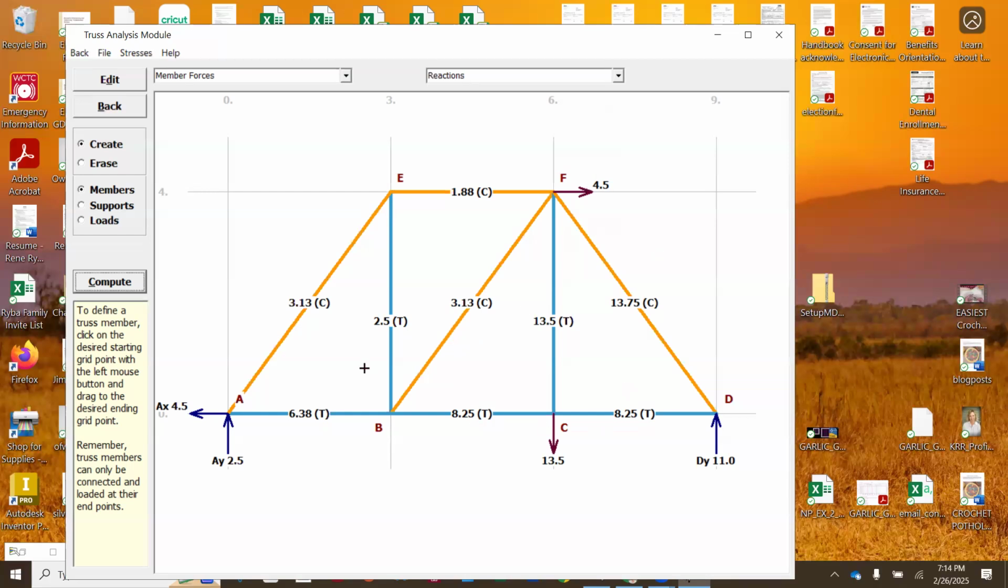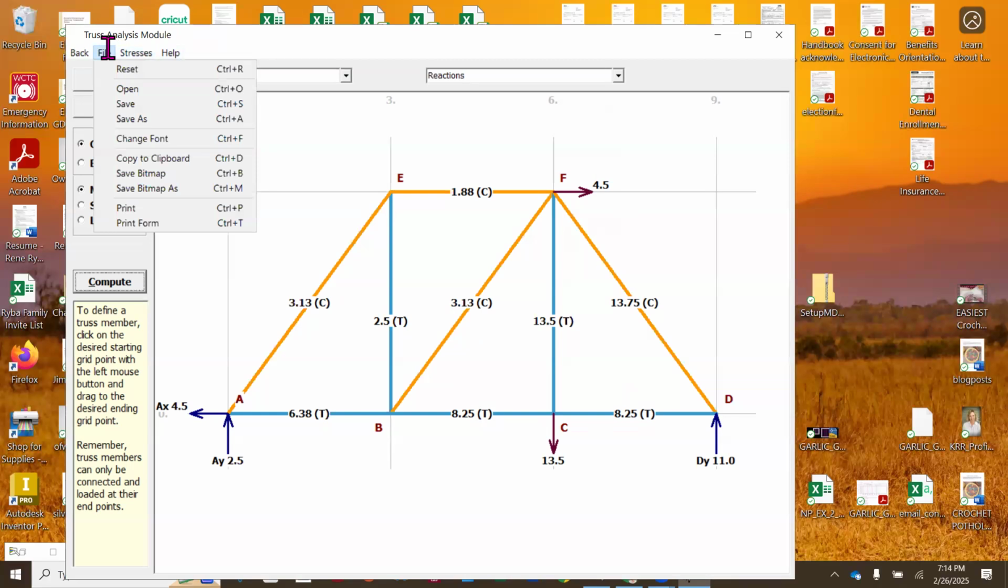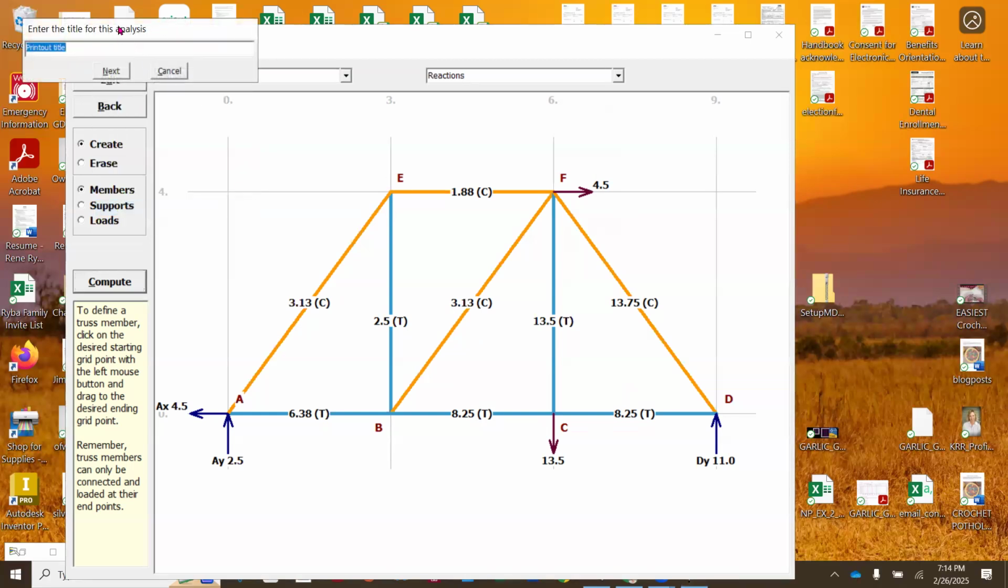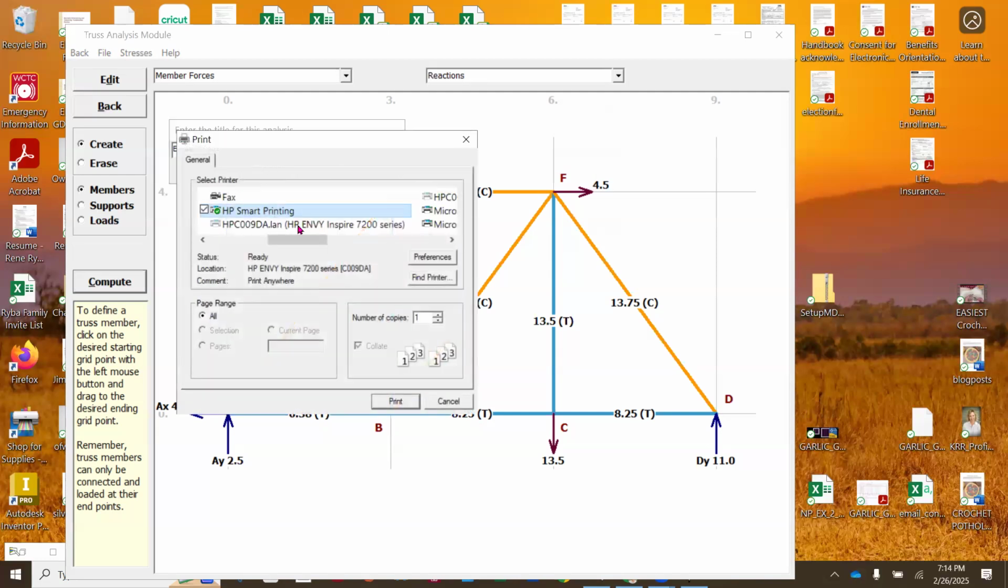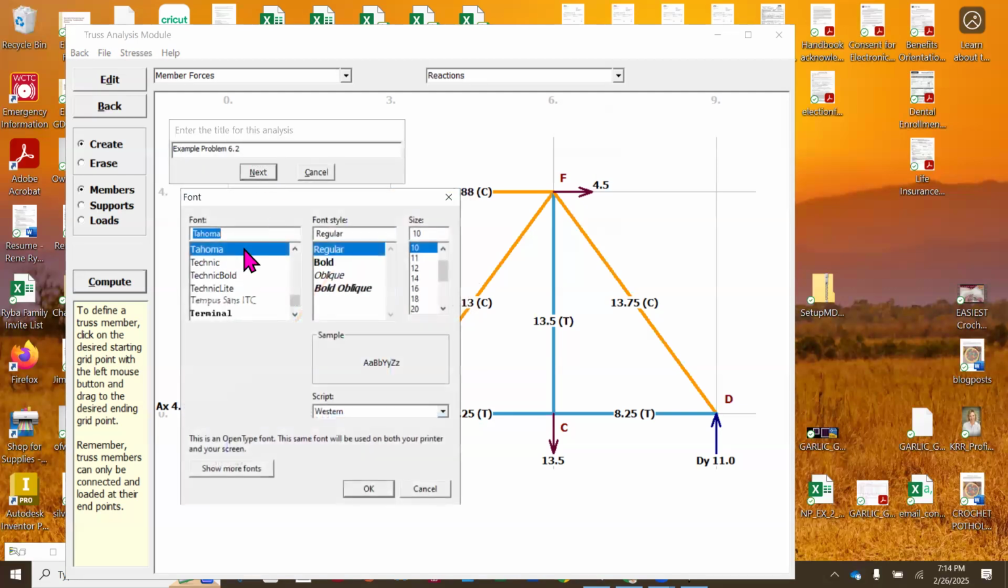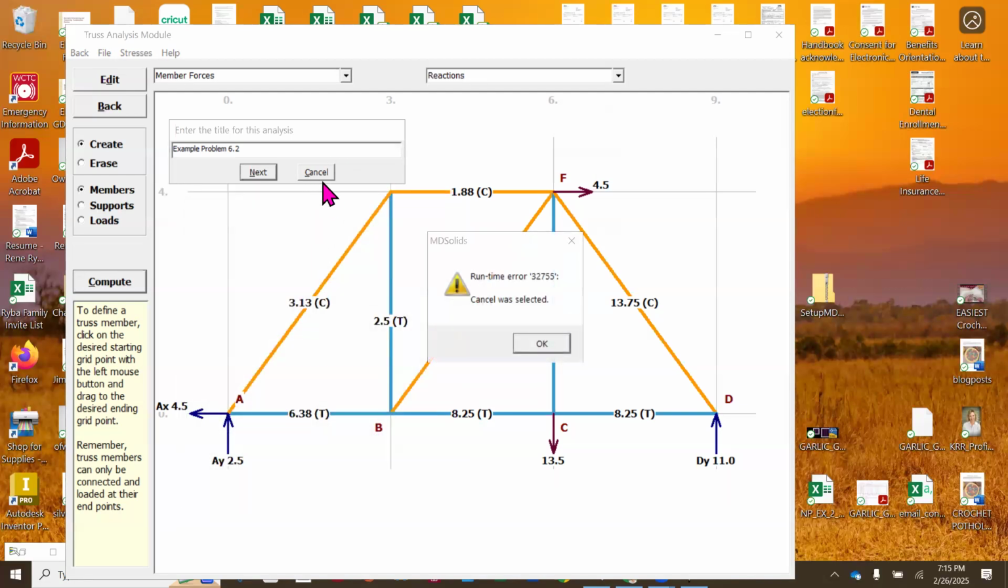Now to print this off, you can go up to File and simply go to Print. It's going to ask you to make a title of it. So you want to call it Example Problem 6.2. Okay, 6.2. And you can say next, and then it's going to ask you where you want to print to. I'm going to say print. And then it's going to ask you for font. Don't even change that. Just hit OK. And then it's going to send it to the printer of your choice.